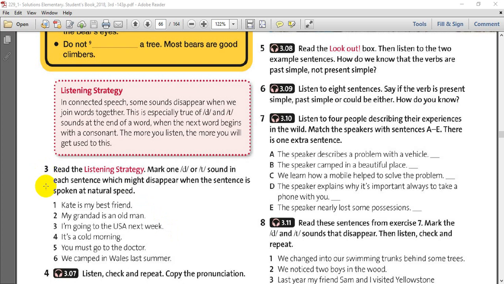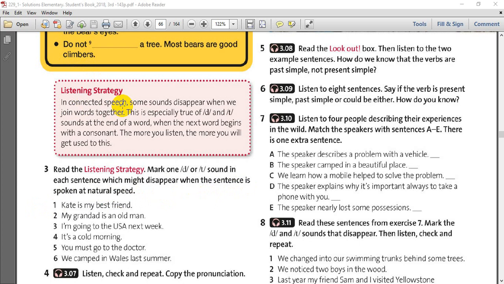Now exercise number 3. Read the listening strategy. Mark 1 D or T sound in each sentence which might disappear, التي قد تختفي, when the sentence is spoken at natural speed, في السرعة الطبيعية. Let's read the listening strategy.